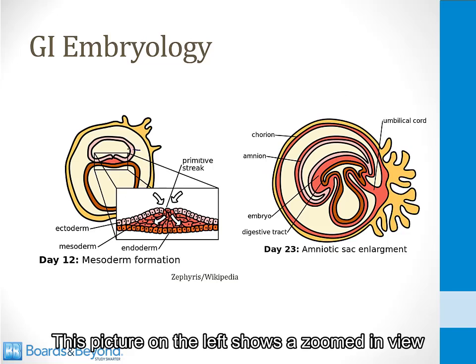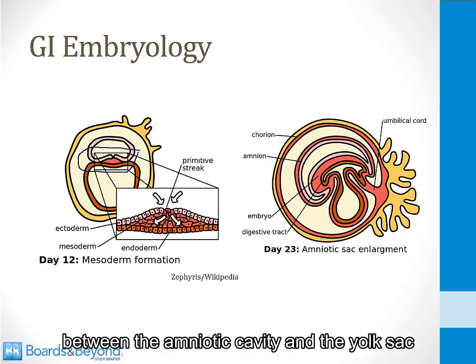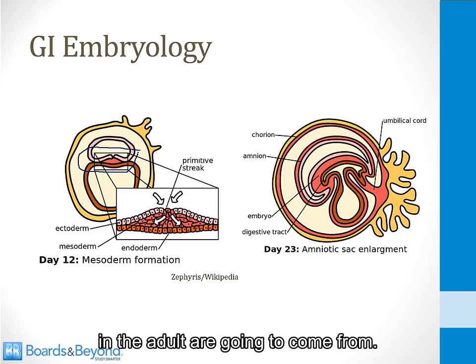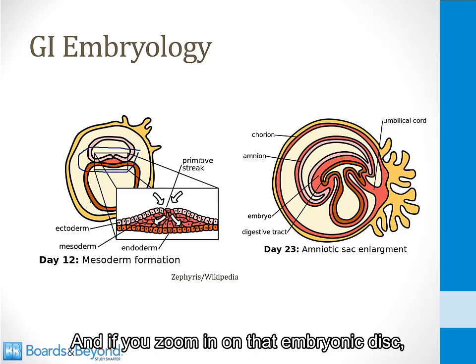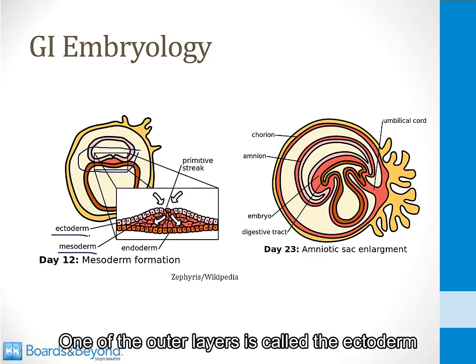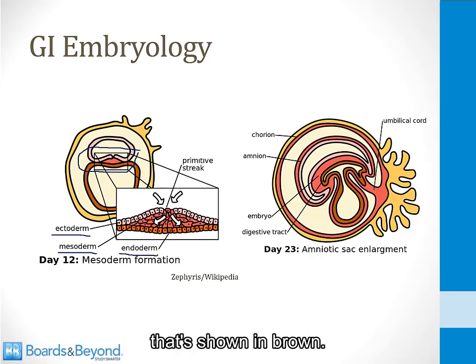This picture on the left shows a zoomed-in view of the embryonic disc. Remember, that's the interface between the amniotic cavity and the yolk sac. That's where all the action takes place and where all the organs we know in the adult are going to come from. And if you zoom in on that embryonic disc, you will see that it's made up of 3 layers. The middle layer, shown in red, is called the mesoderm. One of the outer layers is called the ectoderm, that's shown in pink. The other outer layer is called the endoderm, that's shown in brown.